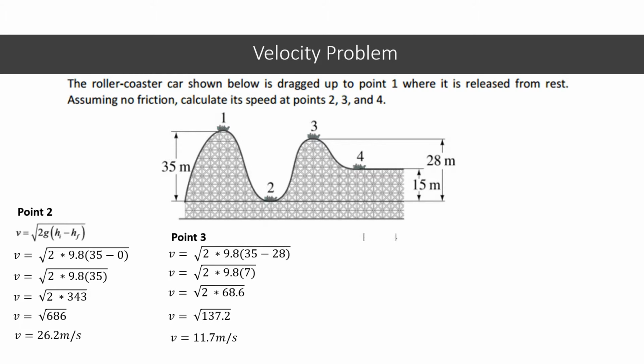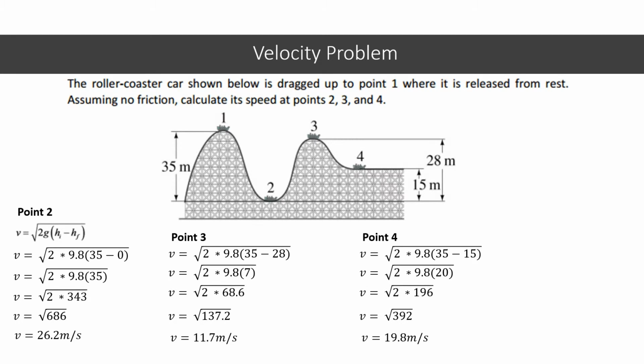Point 4 is pretty much the exact same thing, except now we're talking about 35 minus 15. So we have 20 inside the parentheses there. We multiply it all out, and you get the square root of 392, which is 19.8 meters per second. And that's really it, guys.